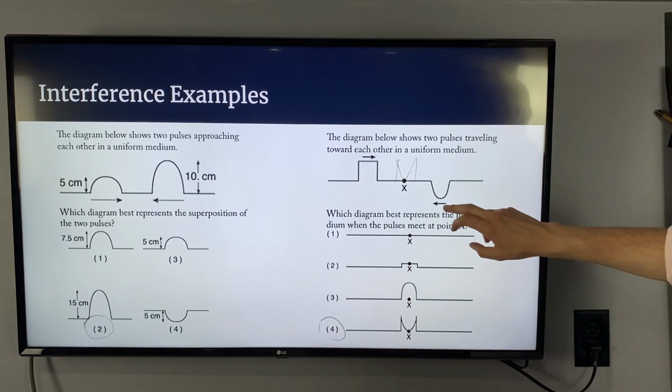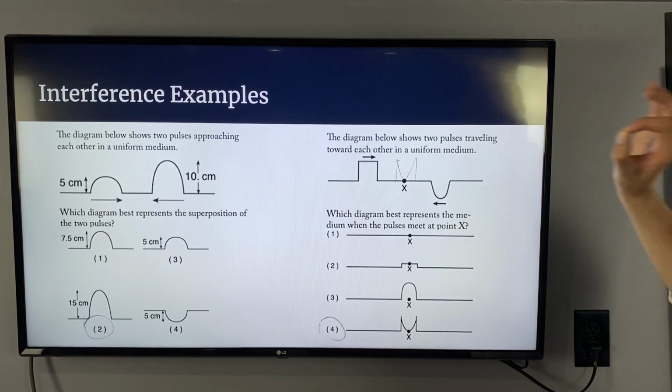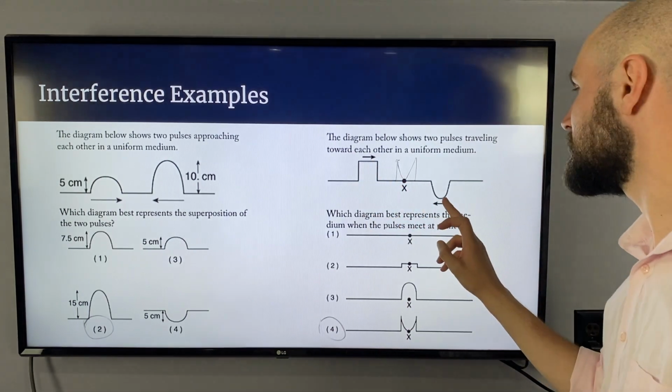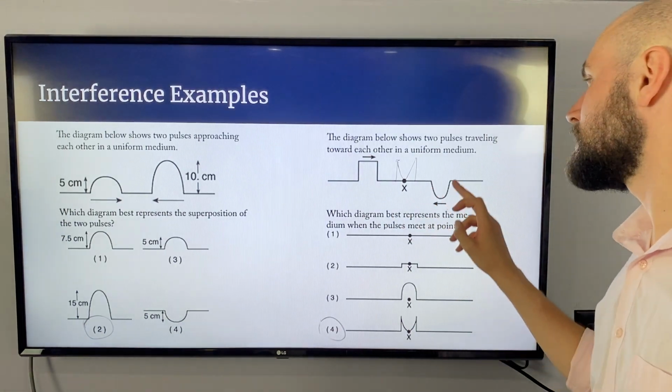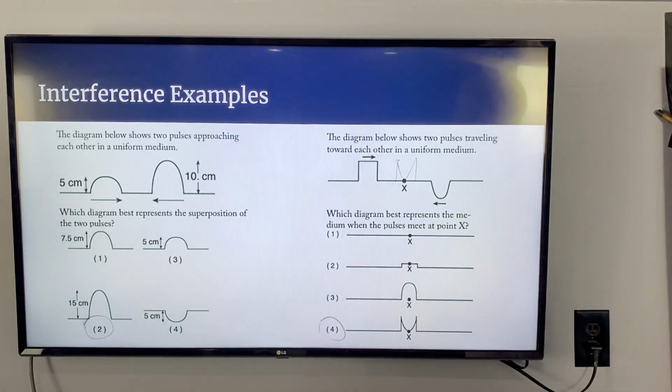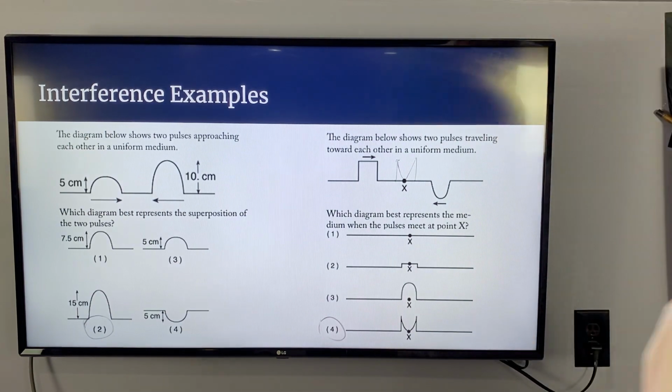The rounded wave has maximum destructive interference at that center point, but otherwise it doesn't take away as much from the amplitude of the square wave.